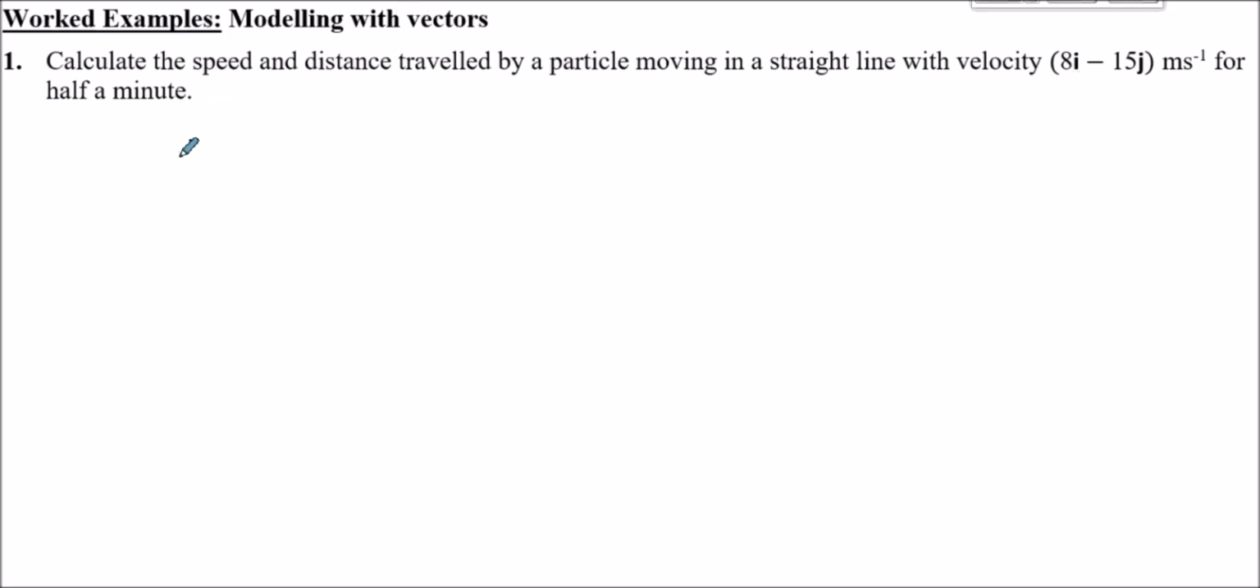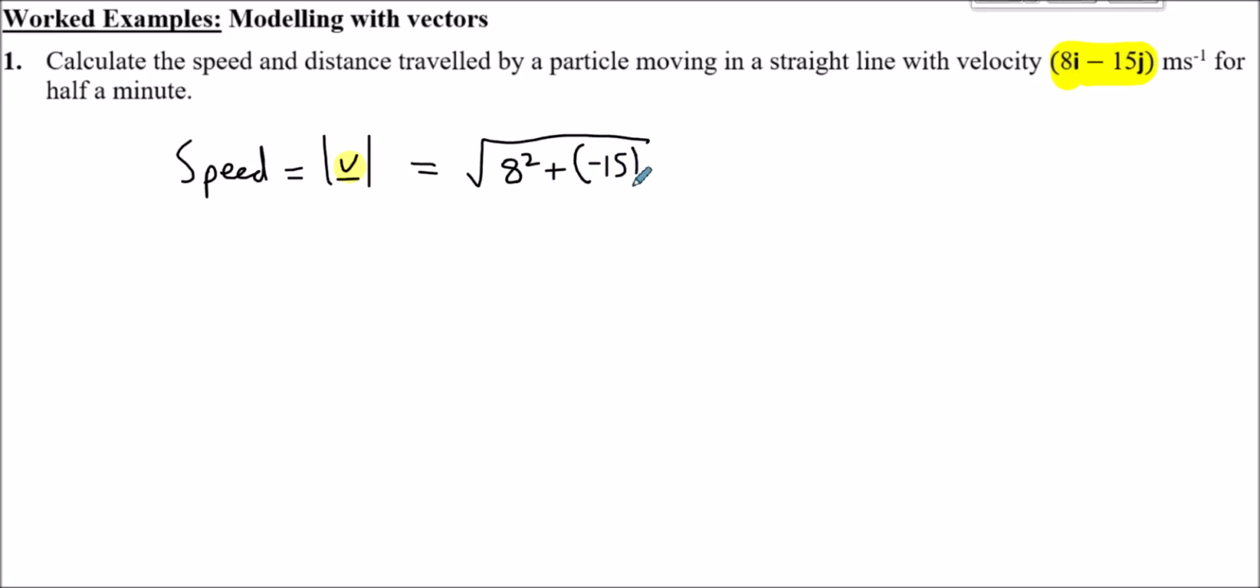So we need to remember now that speed, all we mean by speed is the magnitude of the velocity. So we need to work out the magnitude of this velocity vector. So the velocity vector here is 8i minus 15j. So working out the magnitude of this is the square root of 8 squared plus minus 15 squared, which comes out to be 17 exactly. So the speed is 17 meters per second.